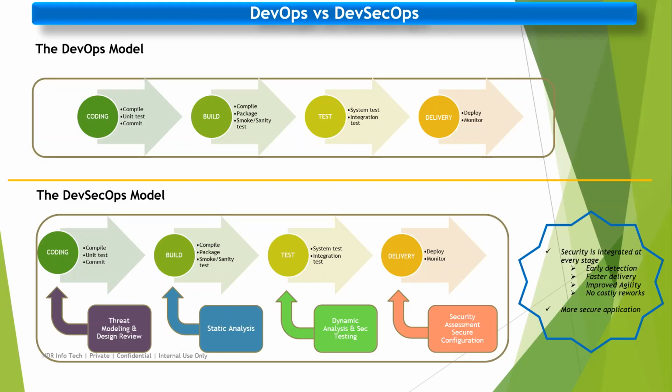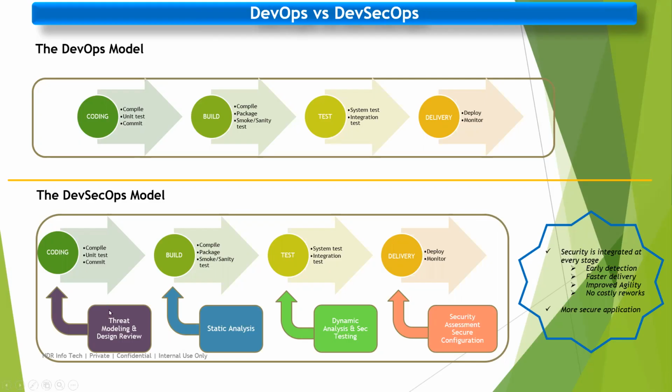If you see the first part, this will explain about DevOps. In a DevOps model, same as usual, your coding will be there, building will be there, testing will be there, delivery will be there. But there is no security integrated as part of this process, right? If you see this picture, everything remains the same. Your coding is there, building is there, testing is there, delivery is there, and the components also remain the same.